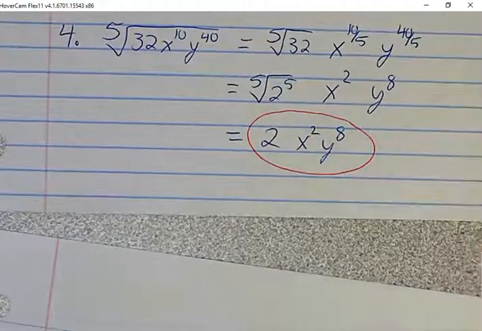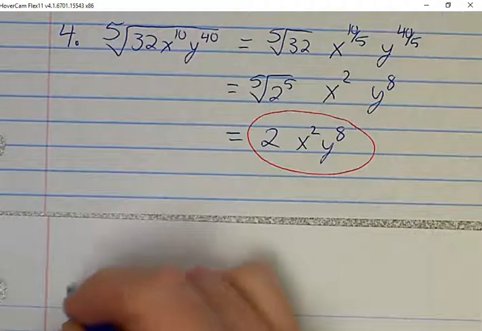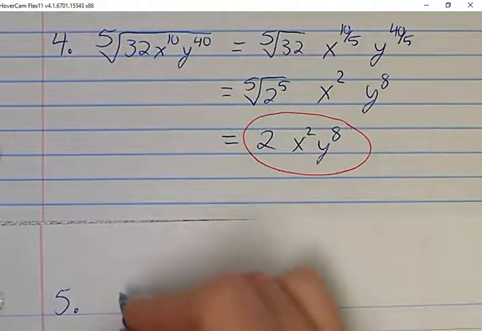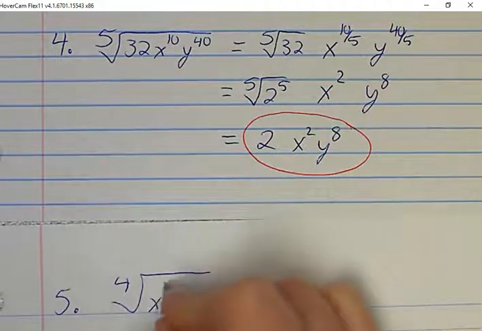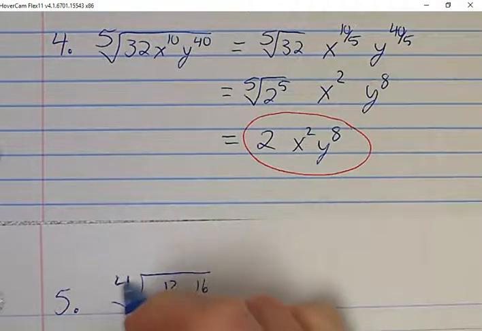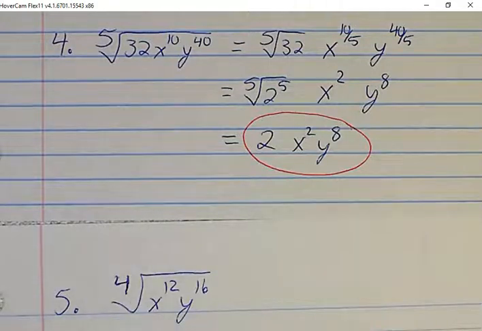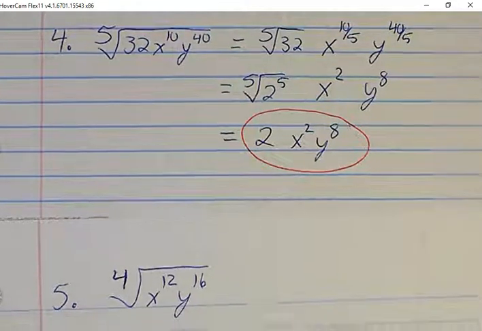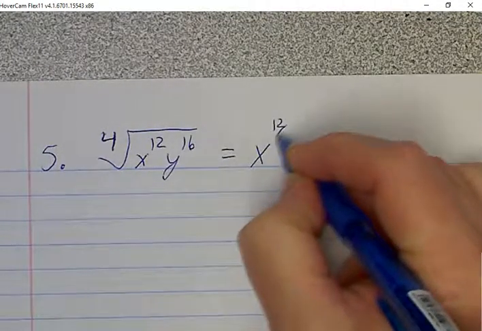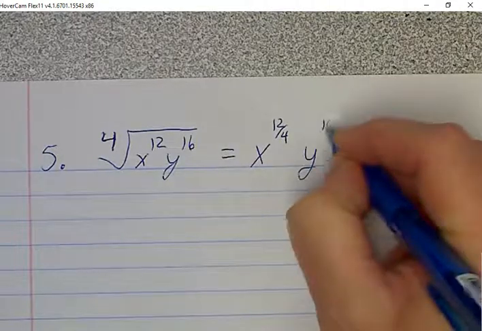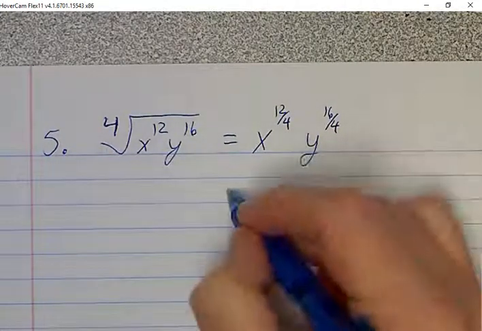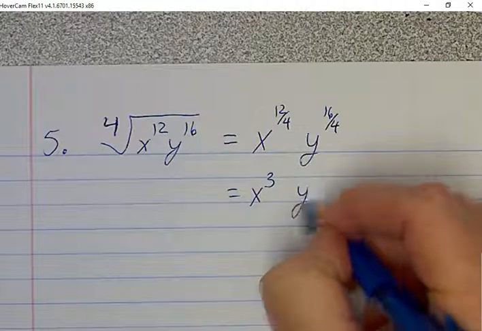And then the last problem. The fourth root of x to the 12th and y to the 16th. And again, because it's the fourth root, because the index is 4, we have to be careful with the absolute value parts of the answer at the end. Okay, so just dividing these out is 12 divided by 4 and 16 divided by 4. 12 divided by 4 is 3. 16 divided by 4 is 4.